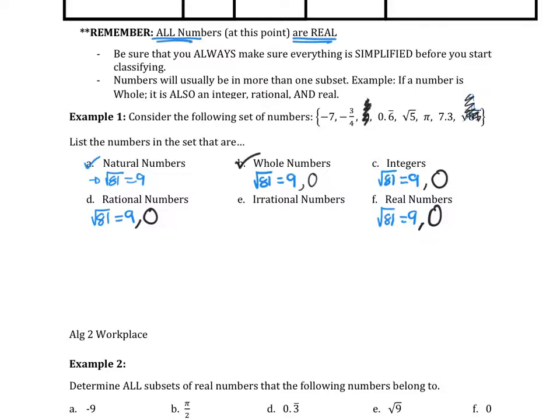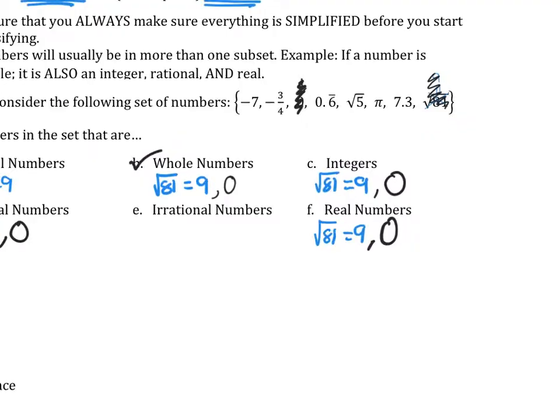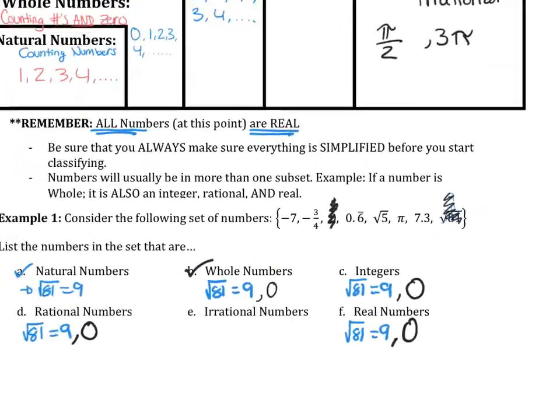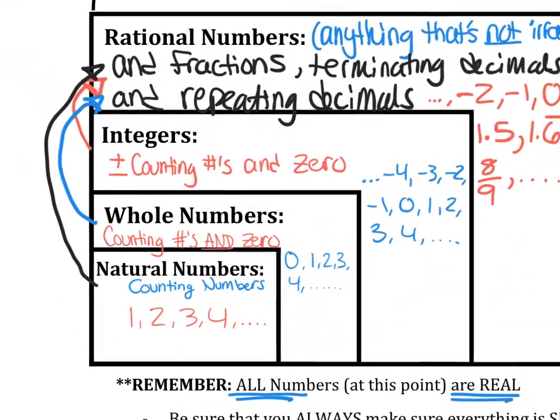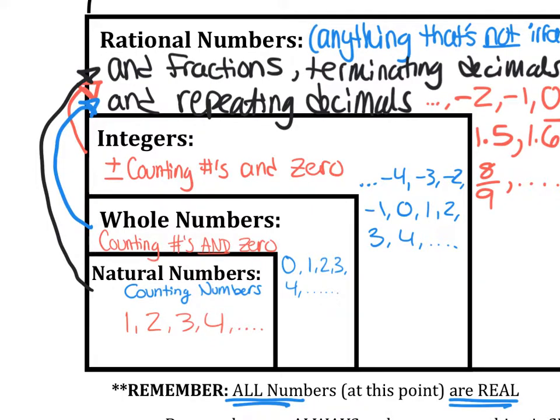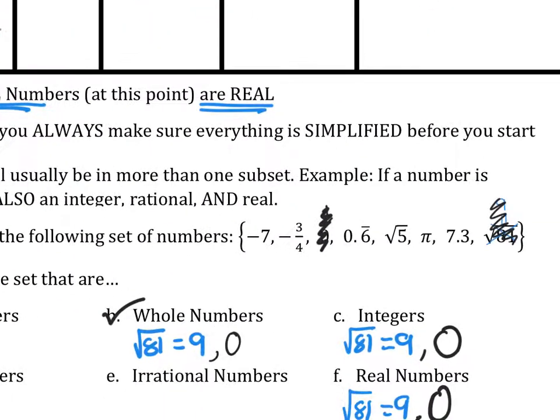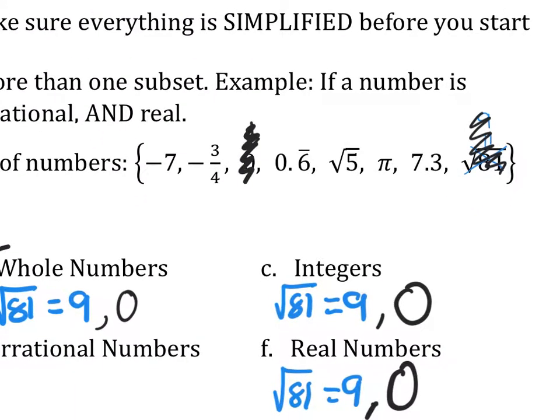And I'm done with whole numbers. Okay, let's take a look at our integers now. So integers are now where we have the positive and negative counting numbers and 0. So looking at our list, do we have any positive or negative counting numbers here that we haven't dealt with already? Yeah, -7. And I think that's the only other one. So -7 is an integer.